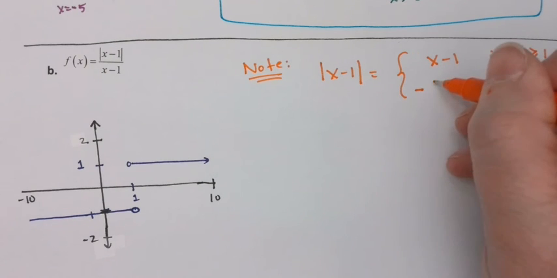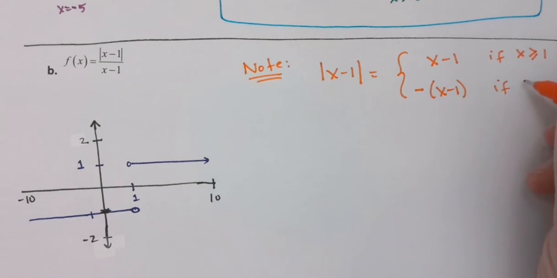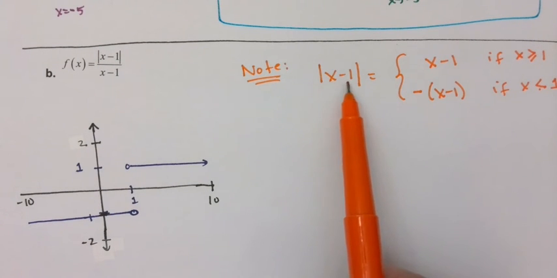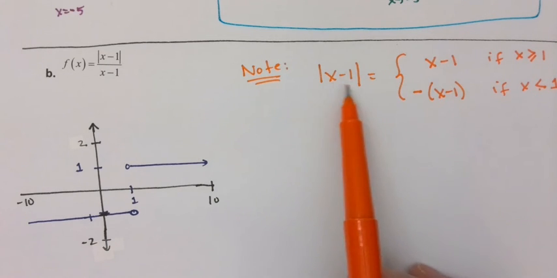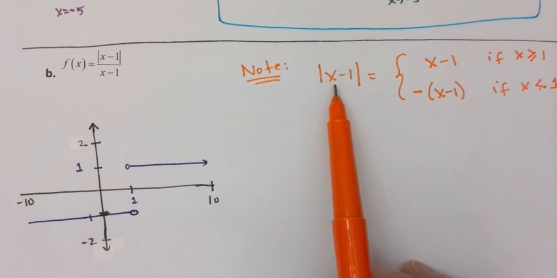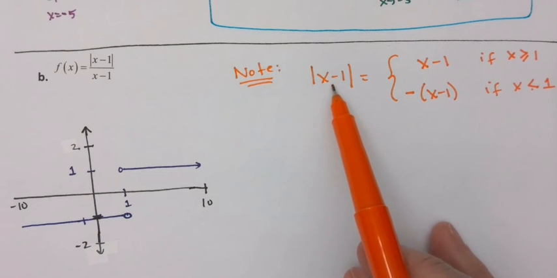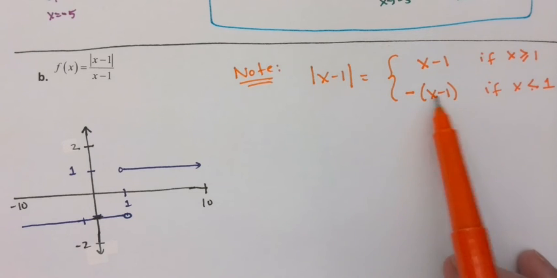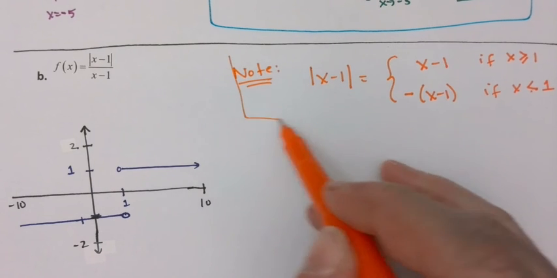And then it's negative that whole function if x is less than 1. Right? So think about this. If I put in 2, 2 take away 1 is 1. 3 take away 1 is 2. But if I do 0, let's just put 0 in. 0 take away 1 is -1, and the absolute value of -1 is 1. So I need negative (0 take away 1), negative -1. It works. This is how to define an absolute value function.